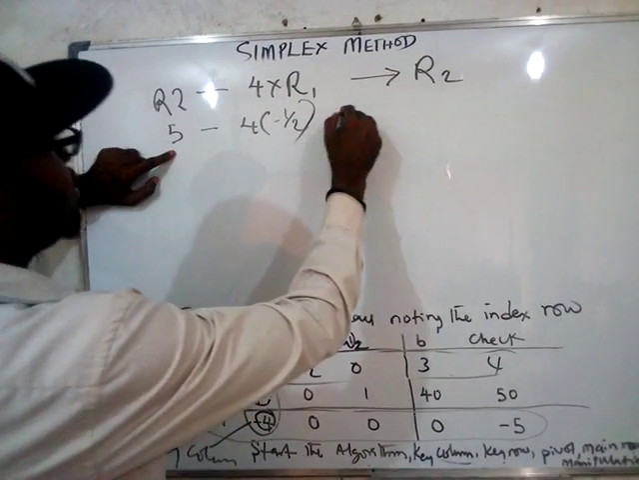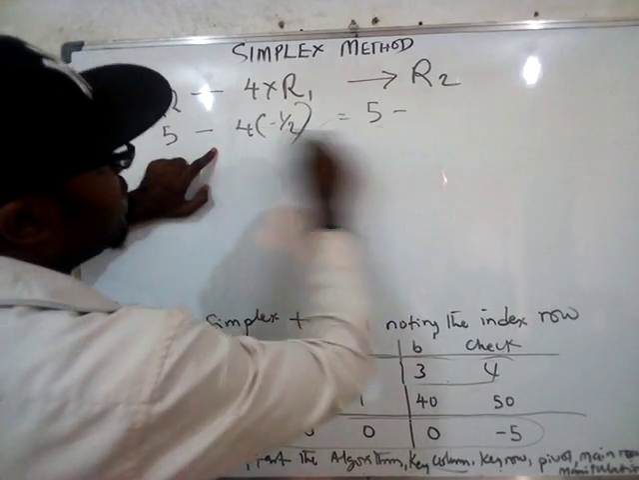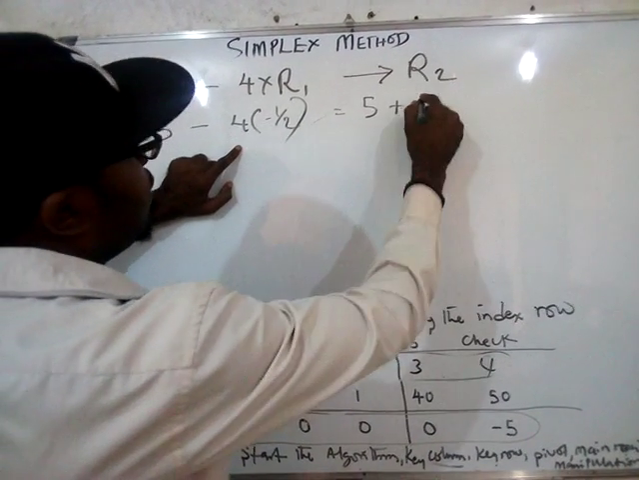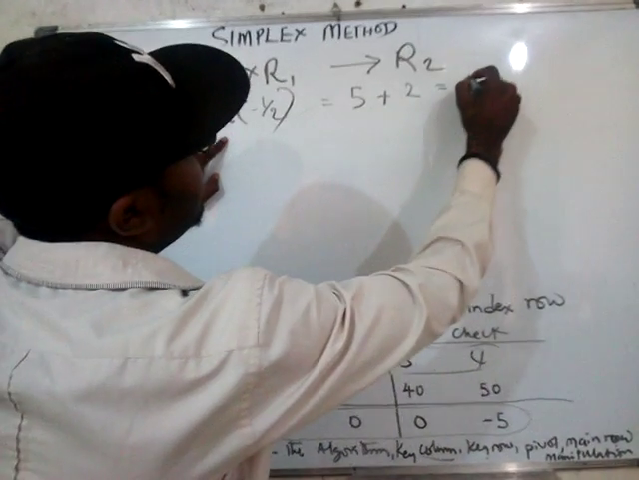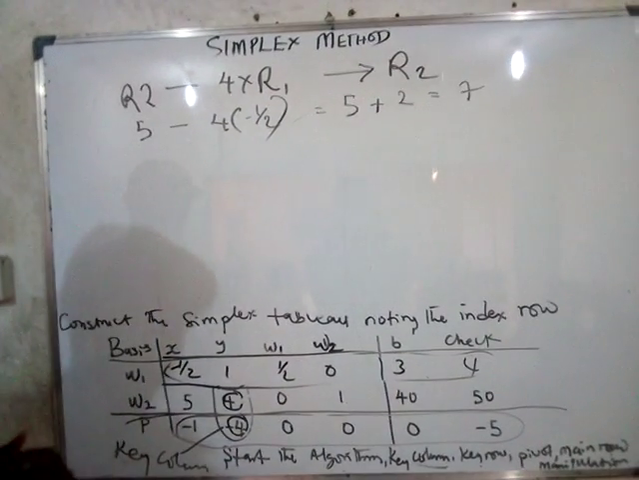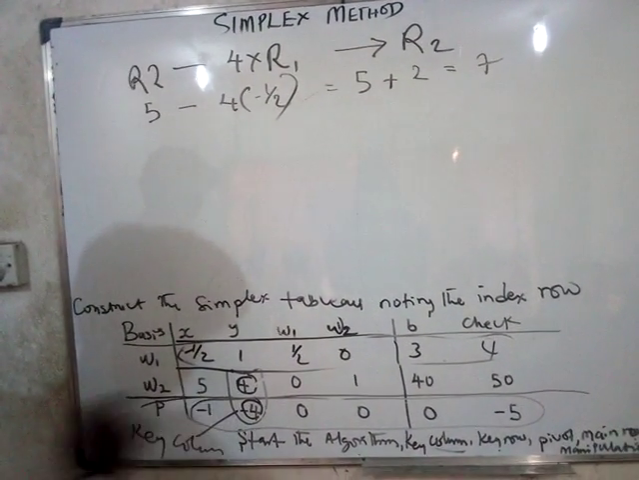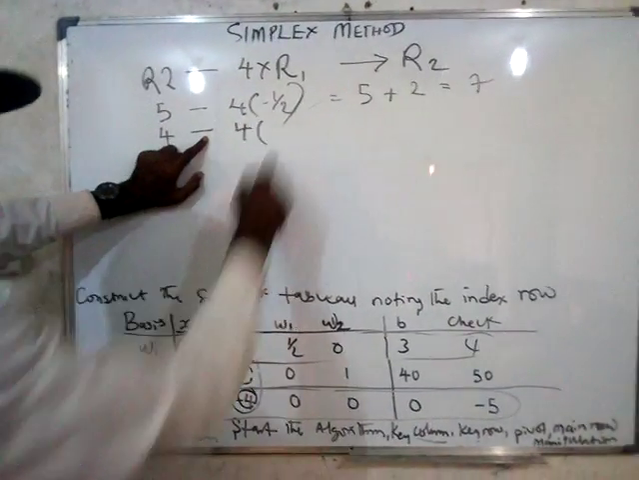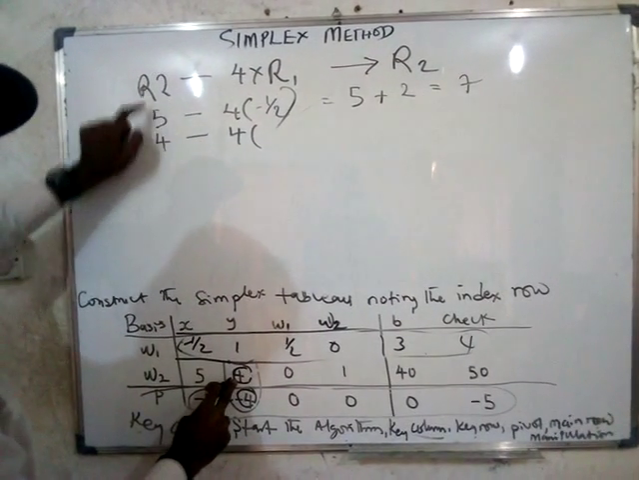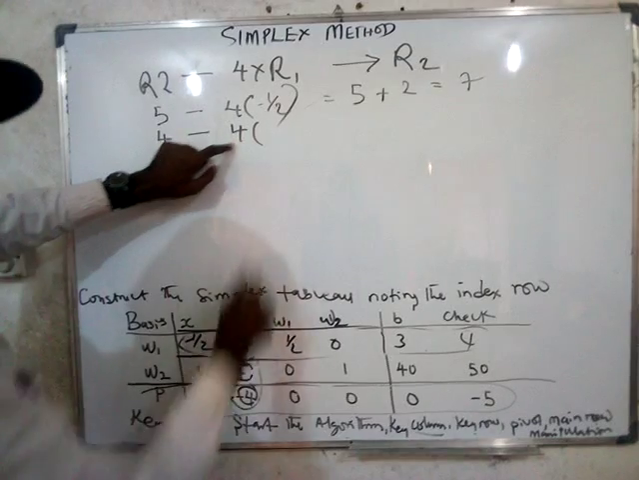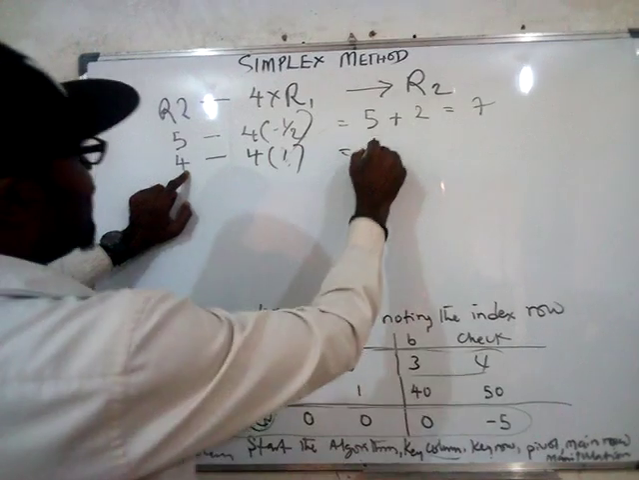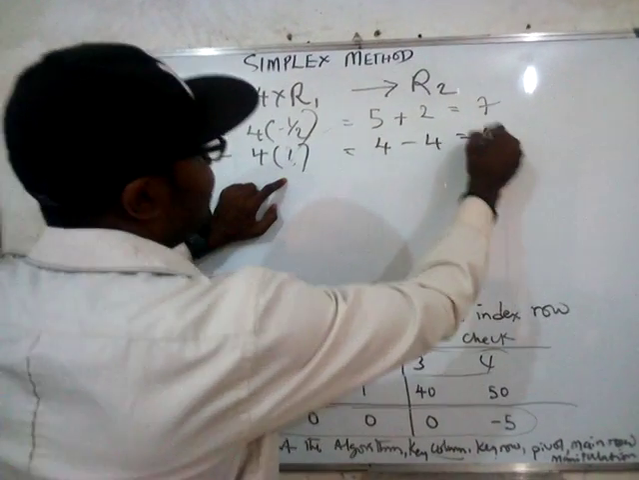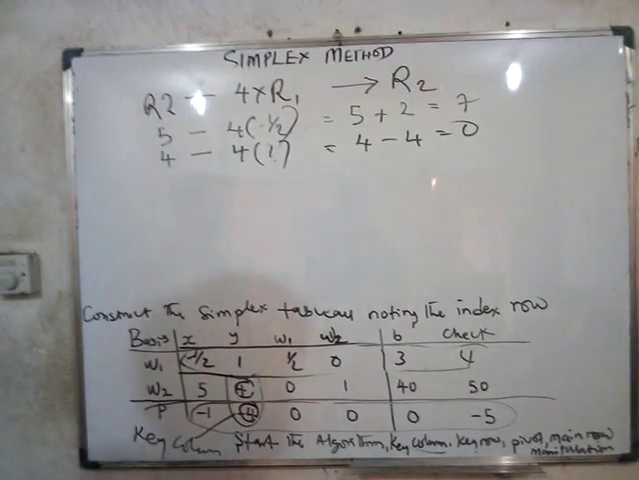So what will it give us? I will have 5 minus times minus plus, half times 4, I'll have 2. So 5 plus 2 will give me 7. That's the first number. So I will come here and replace this 5 with 7. For the second one, I have 4 minus 4 times the row 1, the row 1 is 1. So I have 4 minus 4 times 1, equal to 0. So you can see I already have 0 here. That's what I'm looking for.